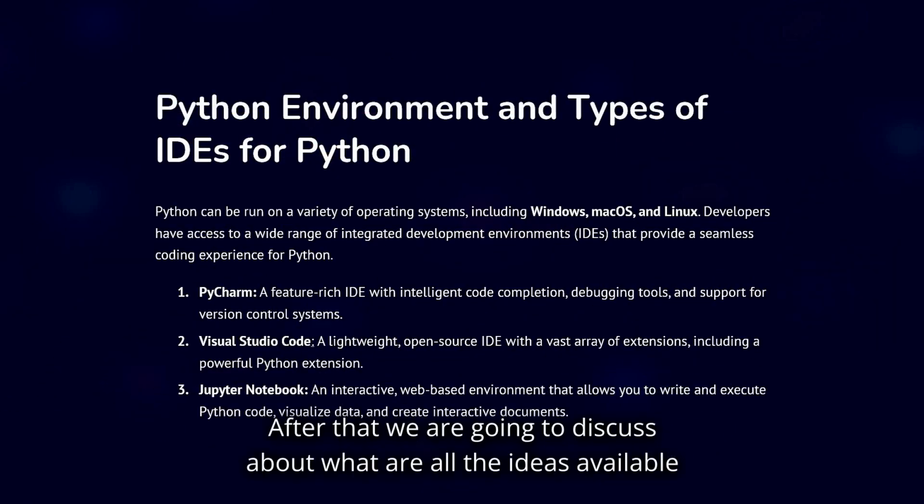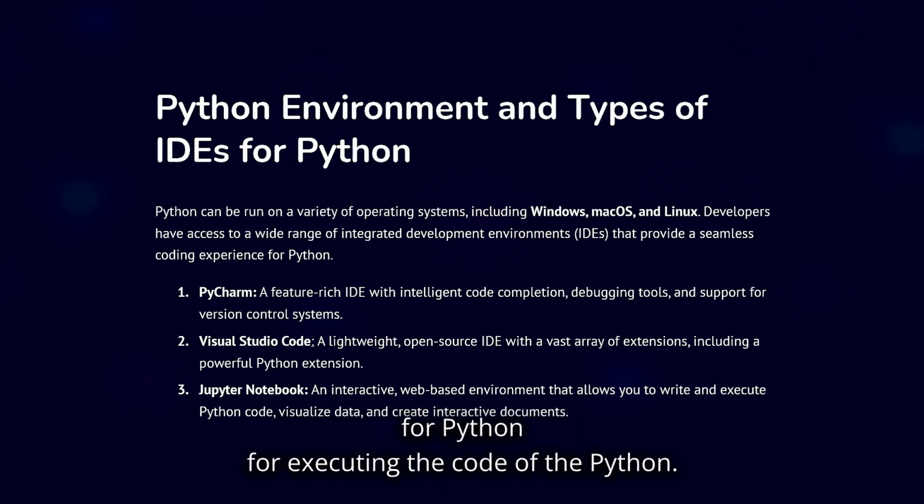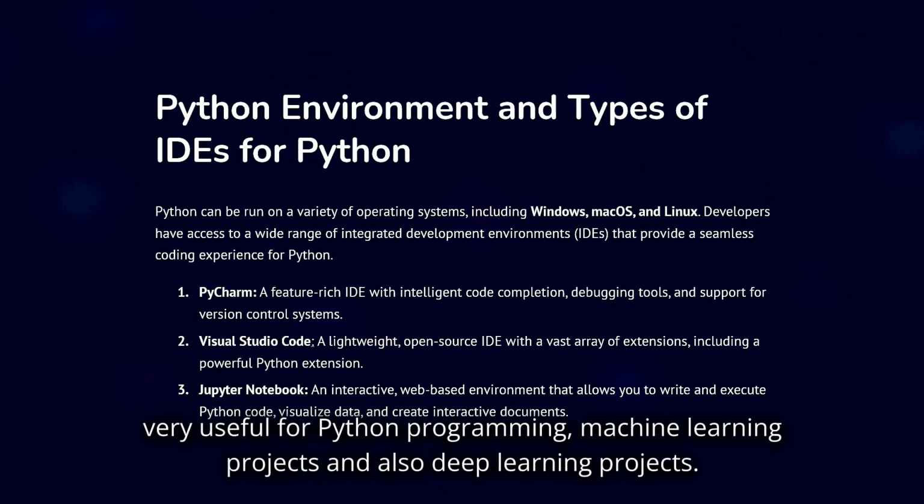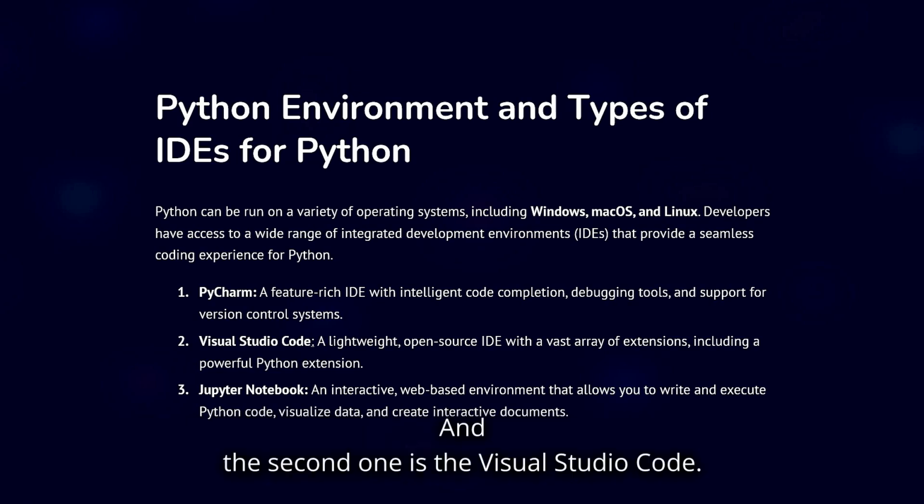After that, we are going to discuss what IDEs are available for Python for executing the code of the Python. For that, the first one will be PyCharm. It is very useful for Python programming, machine learning projects and also deep learning projects. And the second one is Visual Studio Code. Most developers use Visual Studio Code. You can also use VS Code for the Python language.